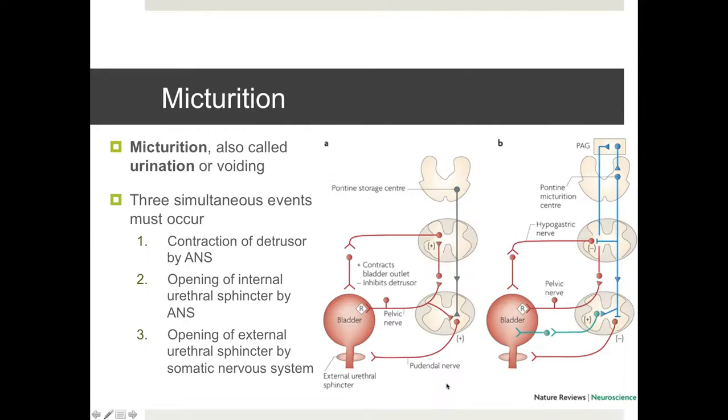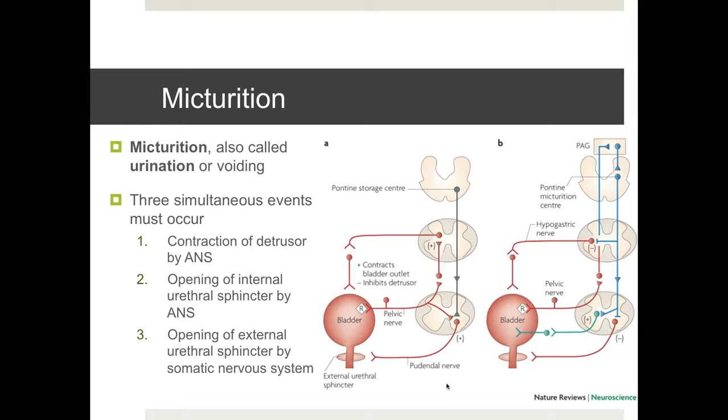epithelium. So the last major topic we're going to talk about is micturition. This is also known as urination or voiding. And we have 3 simultaneous events that must occur. We have the contraction of our detrusor muscle. That was a part of our urinary bladder, and this is caused by our autonomic nervous system.